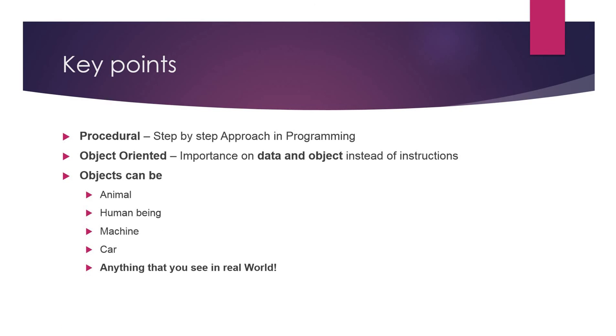We also learnt that objects can be anything that you see in your real world, and you can model them in your program using object-oriented programming. Objects can be animals, human beings, machines, a car, a glass of water, anything that you see in the world. And the power of this programming paradigm is that you can model your real world in your programming itself, which was not possible in case of procedural programming.